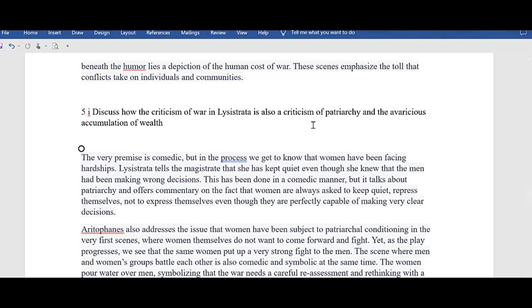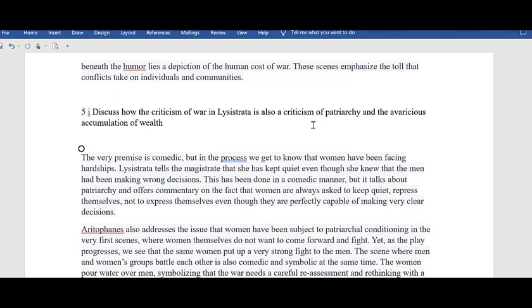So the very premise of this particular play is comedic. But in the process, we get to know that women have been facing hardships. Lysistrata tells the magistrate that she has kept quiet even though she knew that men have been taking wrong decisions, and this has been done in a comedic manner.